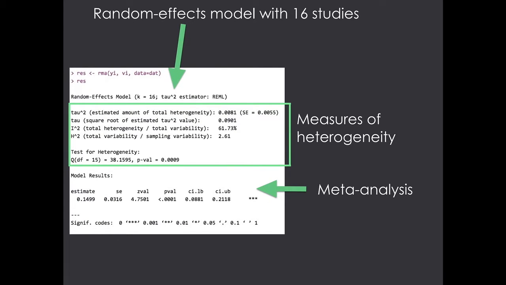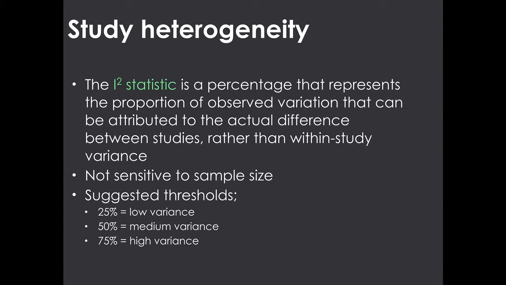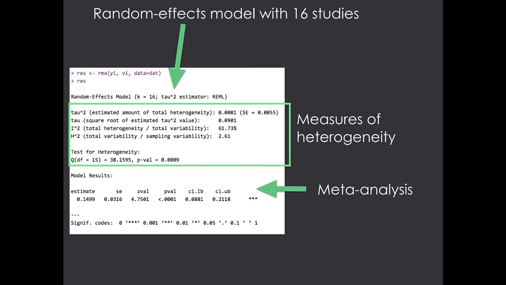Here's the output here, and within that output, we do get these measures of heterogeneity. We get the Q statistic, which is near the bottom of the green rectangle, and we also get I-squared as well. So this was 61%, so it's somewhere between medium to high variance in this case here. And near the bottom, we have the actual meta-analysis. So the estimate was 0.15 if we're rounding up.